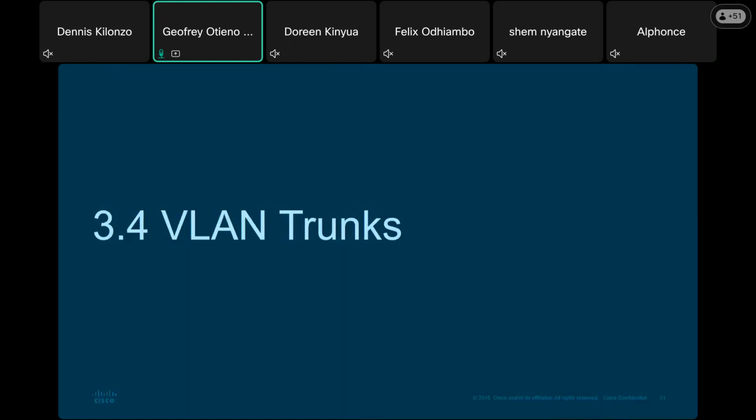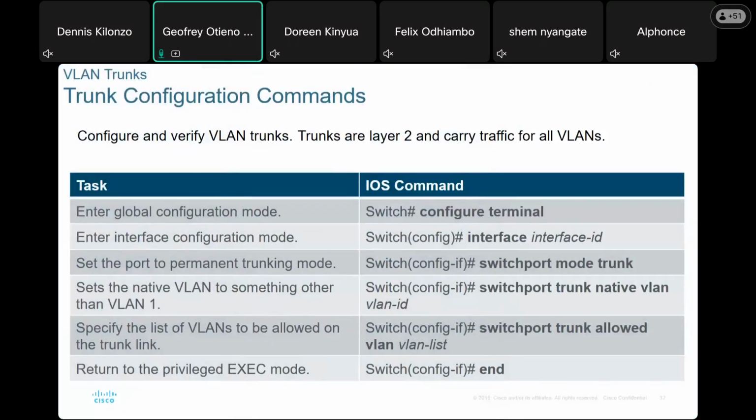Now we'll talk about trunks as well. Trunks need to be set up and configured. To set a trunk is very simple. Just check which interface you want to define as a trunk, move to global mode, then use the interface number. If it is interface 02, 03 that you want to make a trunk, fine.